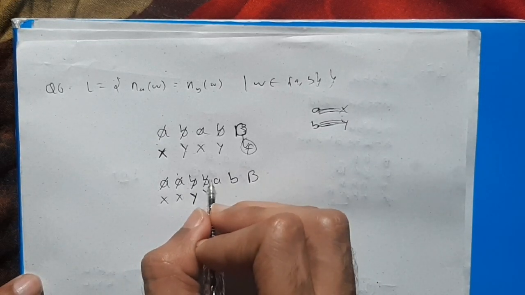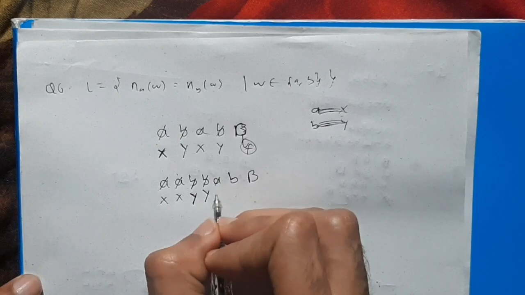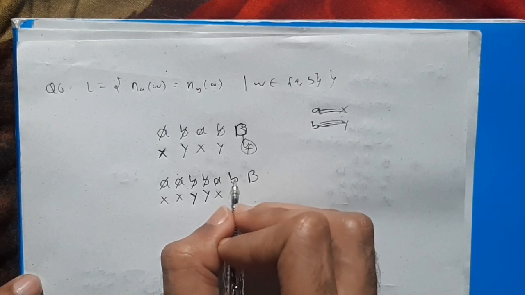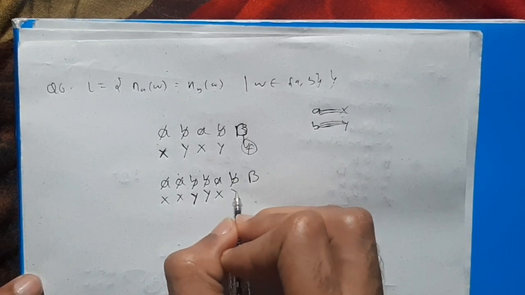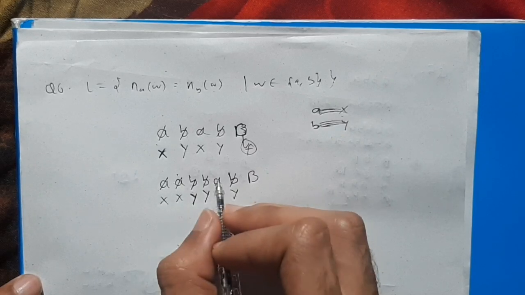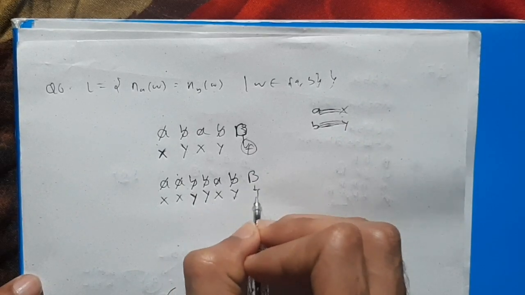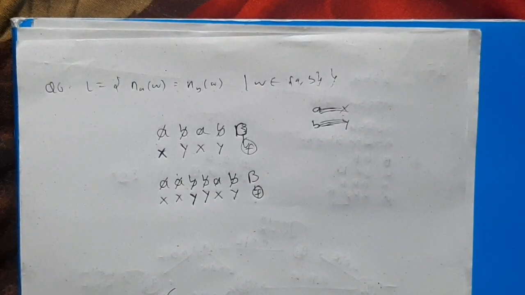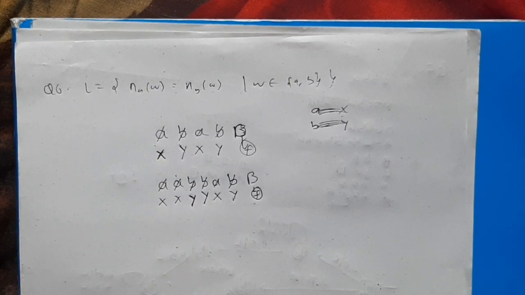We'll replace it with y, and again I'll come back and see if there is no more a and b, and I'll encounter a here. I'll replace it with x and I'll move here. This is replaced with y, and I'll see if there is any more a's and b's here. It's not there, so I'll move to the final state. So this is the approach of this question. So let's make the transition diagram for it.